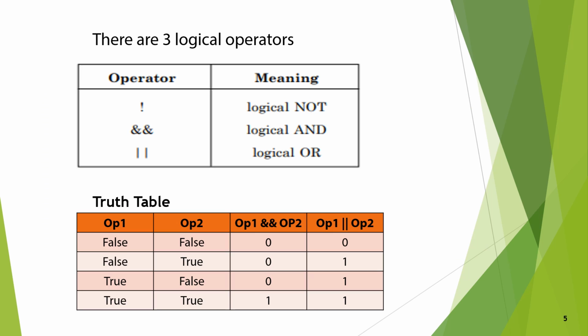First operator is logical NOT. Then ampersand sign is used for logical AND, and third one is a logical OR. Now in next table, truth table is also given for AND and OR operator, and this AND and OR operation is for two operands, operand 1 and operand 2. You can go through this table.